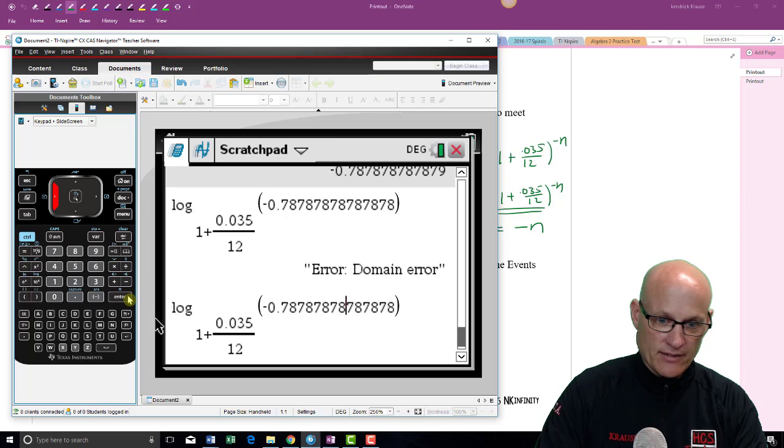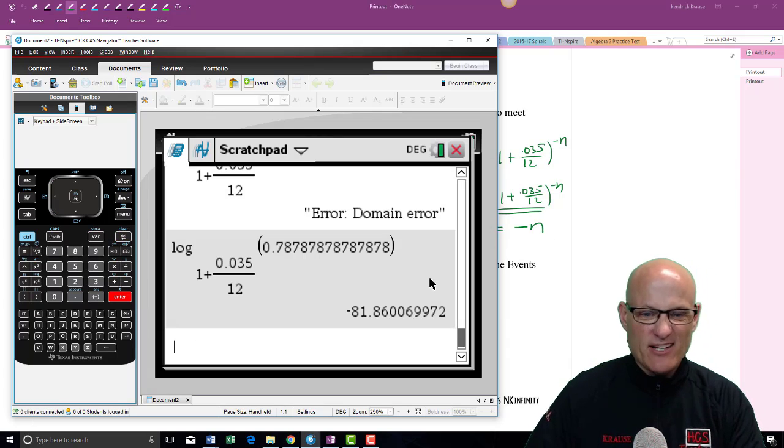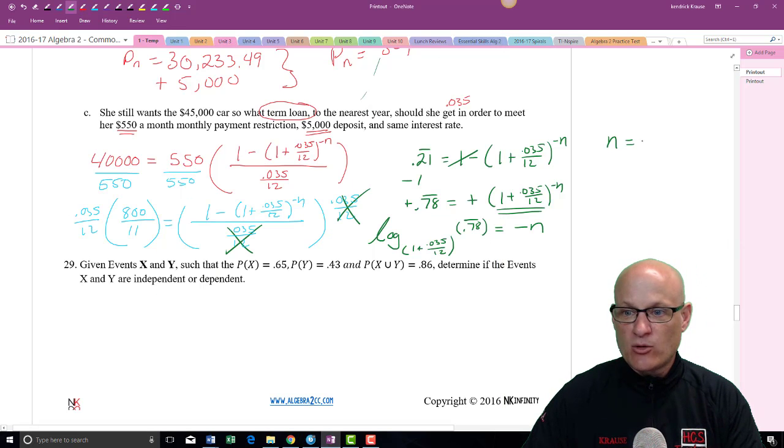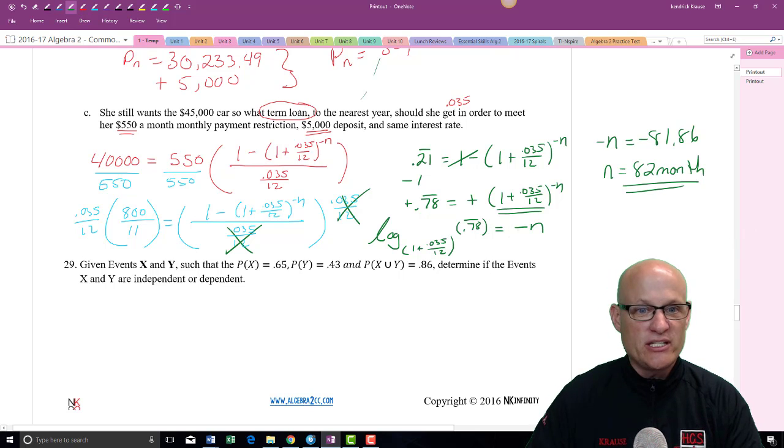Okay, I gotta get rid of that negative. Remember we got rid of the negative? There it is. So negative 81.86. So negative n equals negative 81.86, or n equals 80, looks like 82 months, right? But, of course, I didn't stop there. I said to the nearest year. To the nearest year. And the year would be 7 years, because if you divide by 12, you get 7 years. So 7 years is the answer.